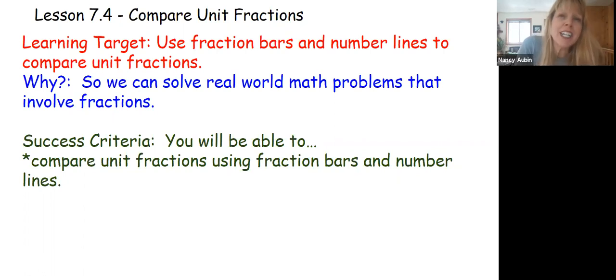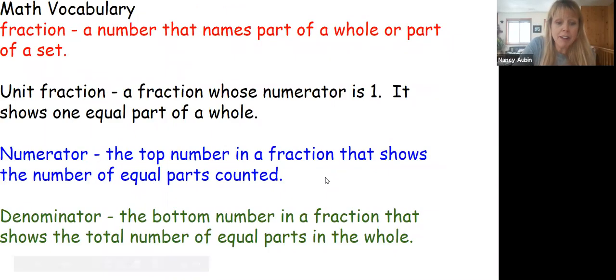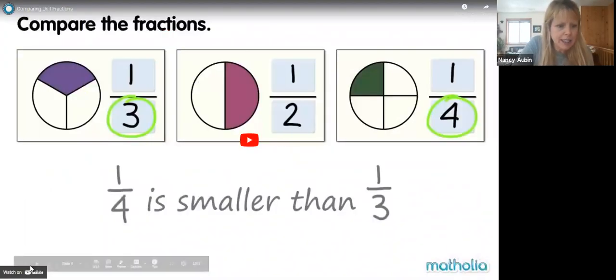And I'm stressing unit fractions because we will be looking at fractions that are not unit fractions tomorrow. So today is going to be much simpler than tomorrow. If you can get today's lesson, that's going to really help you as it gets more complicated. So we can solve real world math problems that involve comparing fractions. You'll be able to use fraction bars and number lines to compare fractions as well.